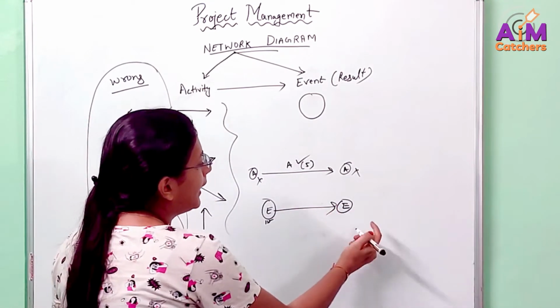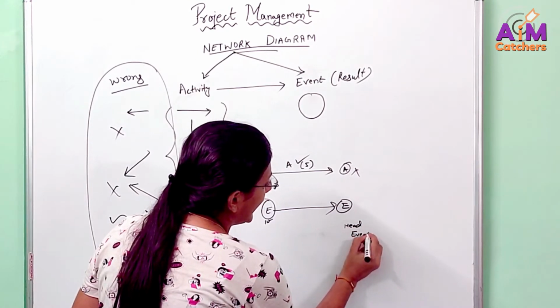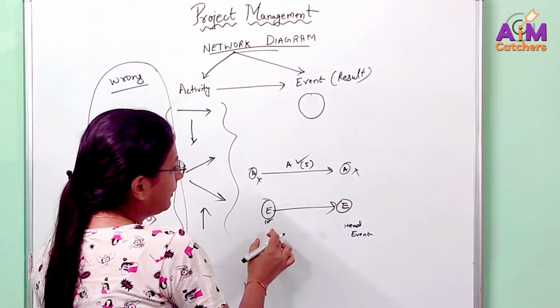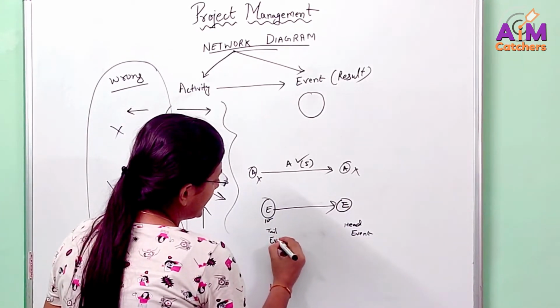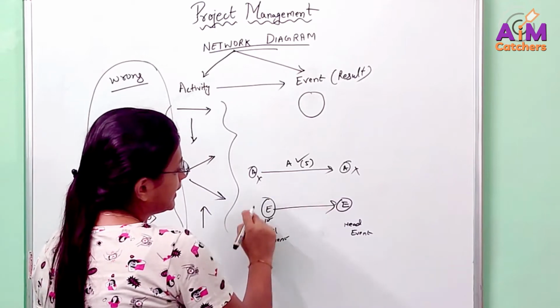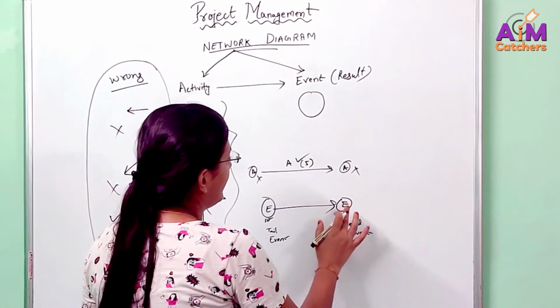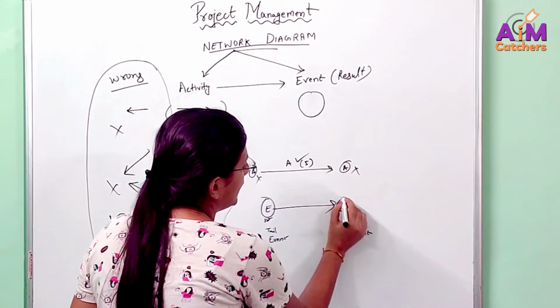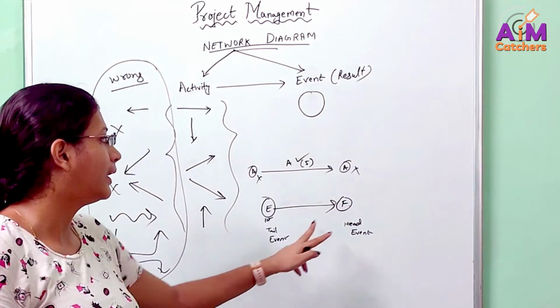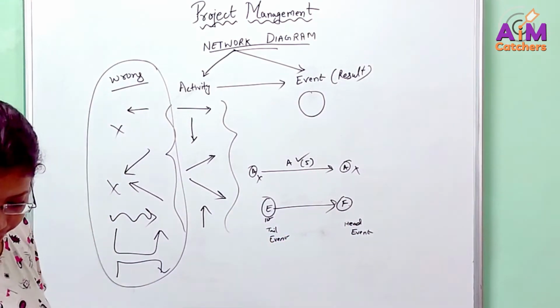The event at the end of it is called the head event. This is the head event. And the event at the tail of the activity will be the tail event, since this is the tail of the activity. So this is the tail event and this is the head event. It is always different. If you are getting confused, let me write it as F. So these are the two events, E and F. F is the head event, E is the tail event.